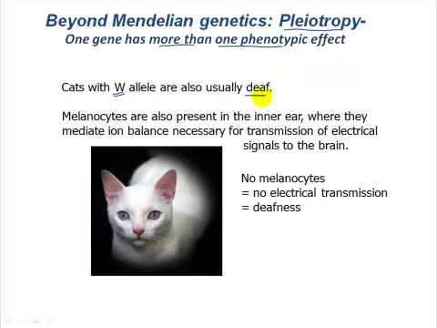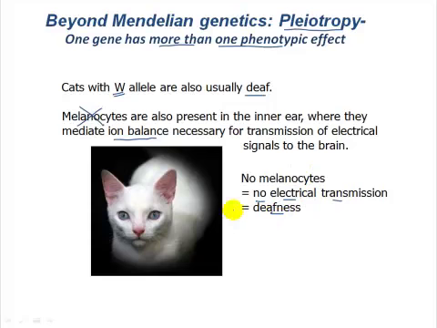And the reason that they're deaf is that within the inner ear, there's also a population of cells related to melanocytes that regulate the balance of electrolytes within the ear that controls action potentials and the transmission of electrical signals to the brain. So if we don't have melanocytes in the inner ear, then we get no electrical transmission. We end up with deaf cats.